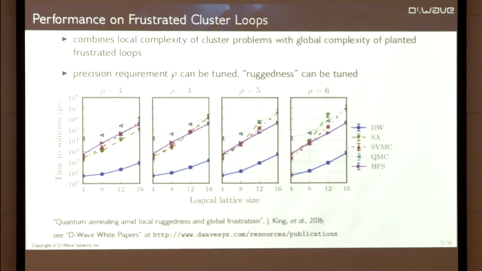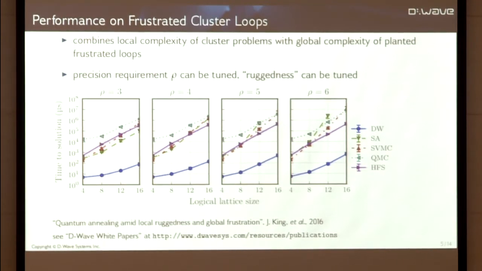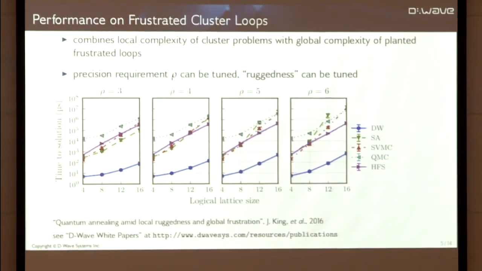But we're performing quite well as compared to simulated annealing. So this is simulated annealing run on a single GPU, as well as two other solvers: spin vector Monte Carlo, which is a classical heuristic that scales fairly well on some of these problems, and then quantum Monte Carlo. We're also showing the scaling of HFS, the tree width aware solver run on a single CPU.